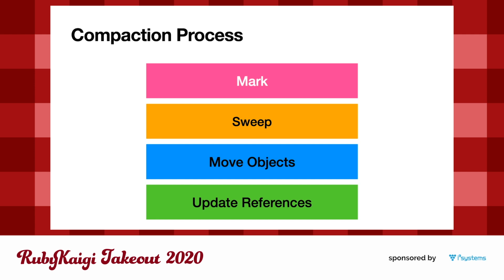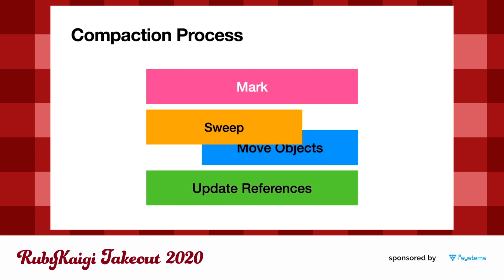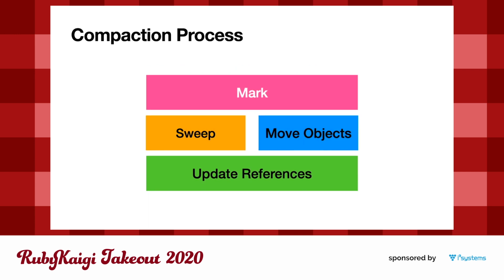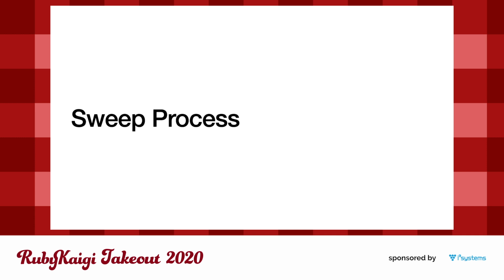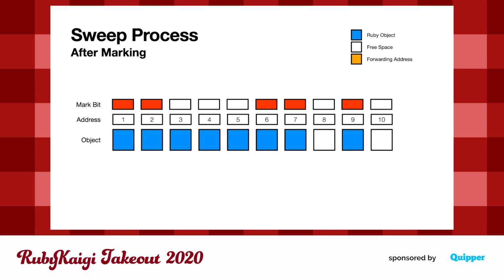For the first implementation, we'll change the move step to be concurrent with the sweep step. So instead of a process like this, we have a process like this. We can make the sweep and object movement happen at the same time. Let's take a look at the sweep process and then talk about integrating the move process.